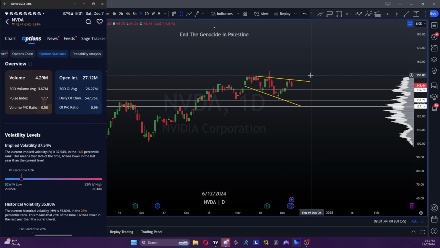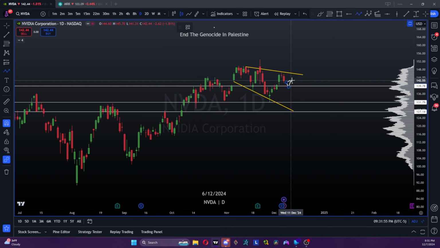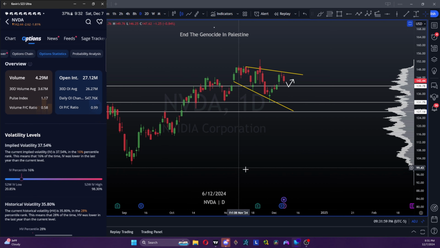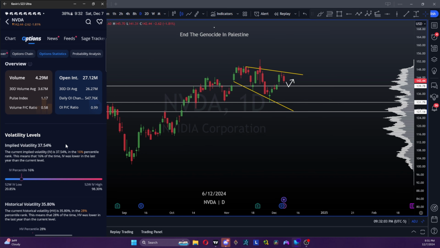Well, then what would be favorable? Let's say you see a setup on Nvidia, and Nvidia comes down to 139.78 and you see a bounce and you're thinking, okay, let me get calls, right? And the IV is around 37.54 where it is right now, or lower. The great thing is, let's say Nvidia bounces very strongly off of 139.78 and just propels into the upside.